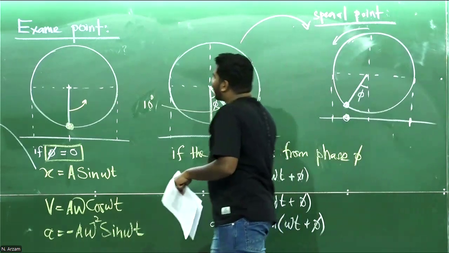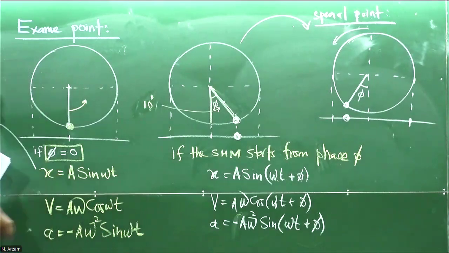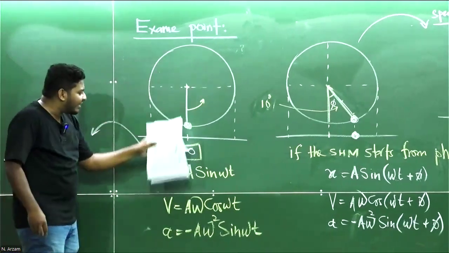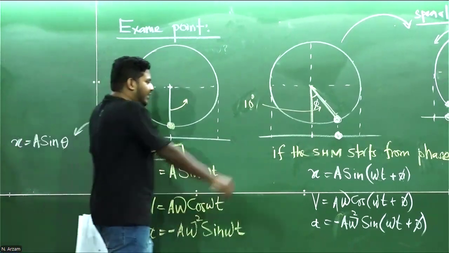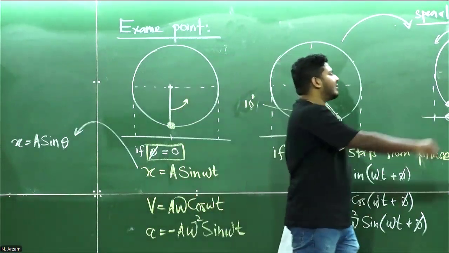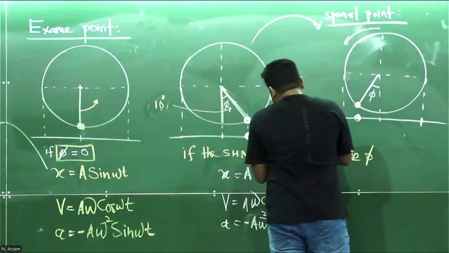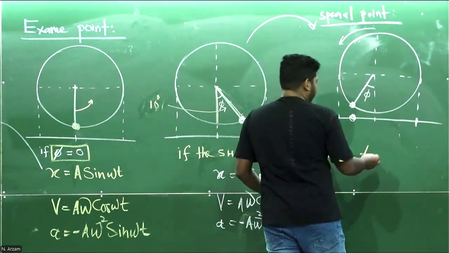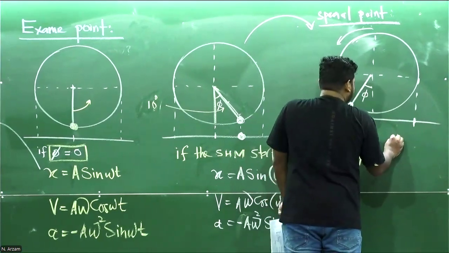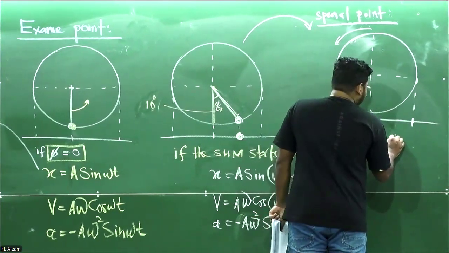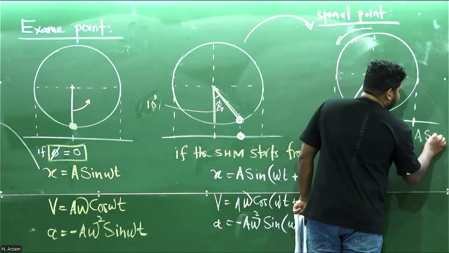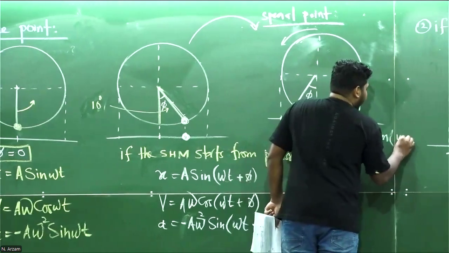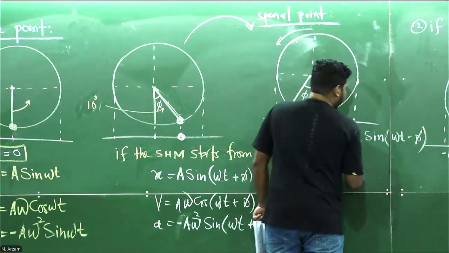So what we are going to write here is the exam point, and write these two, and this is the special point. For this one, you can write down the equations. X is equal to A sine omega t minus phi.